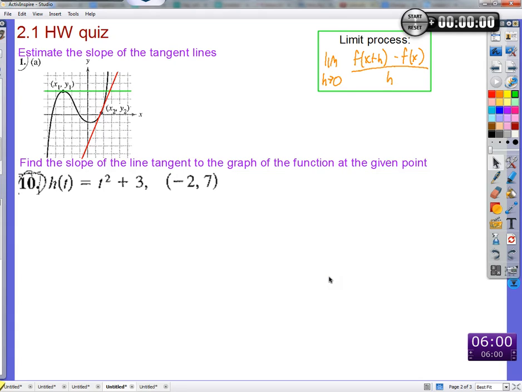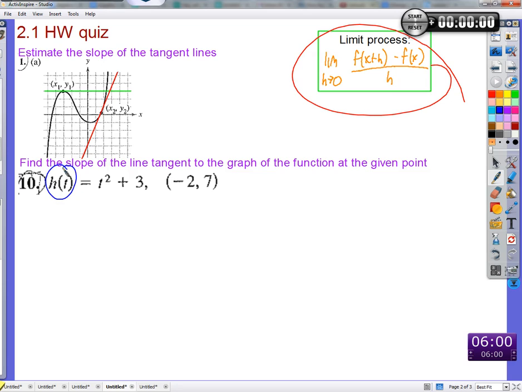So you want to find the slope of the line tangent to the graph of the function at the given point. And the only way that we know how to do that, of course, we're going to make this faster. We've got to find faster ways to do this. But for now, we use this right here. That's how we find the slope. All right. So we've got f of x plus h minus f of x, or h of t plus h minus h of t. Right.